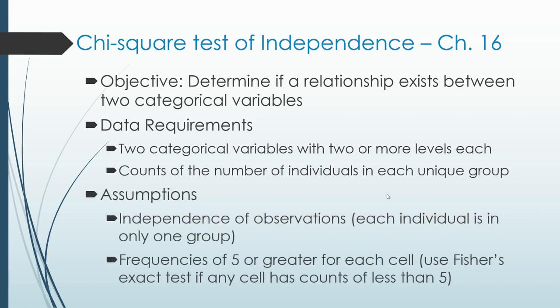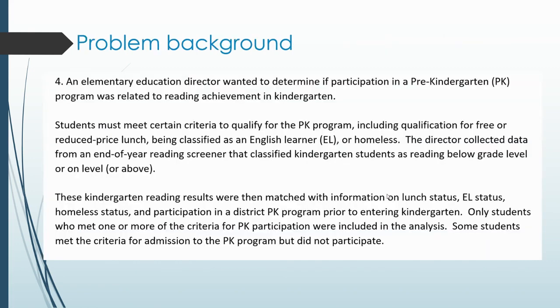And finally, there are two main assumptions, which is pretty good for most of our statistical tests. The only assumptions are that there's independence of observations, which means each individual can only be in one of the cells within the grid that you set up with the frequencies. So each individual is in only one group, and that our frequencies are 5 or greater in each one of our cells. You can actually perform Fisher's test if you have cells that have less than 5, but in the case of this example, that's not going to happen. So anyway, just for future reference.